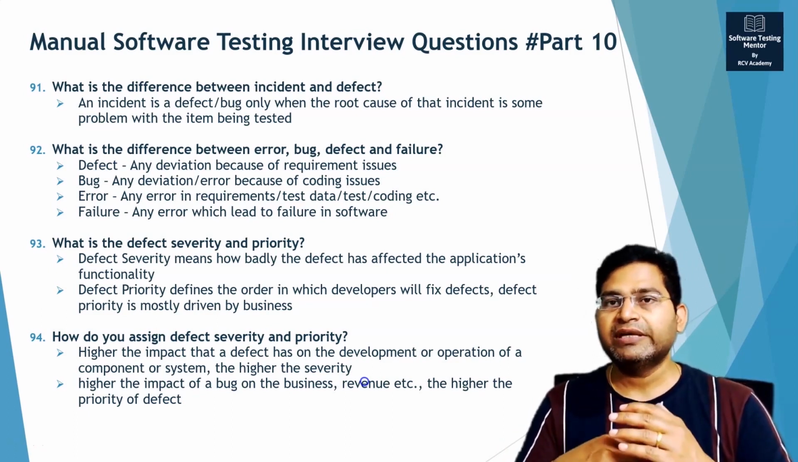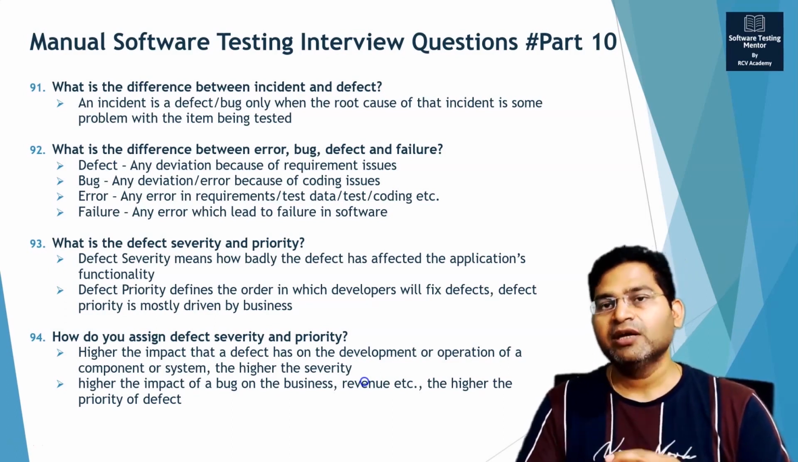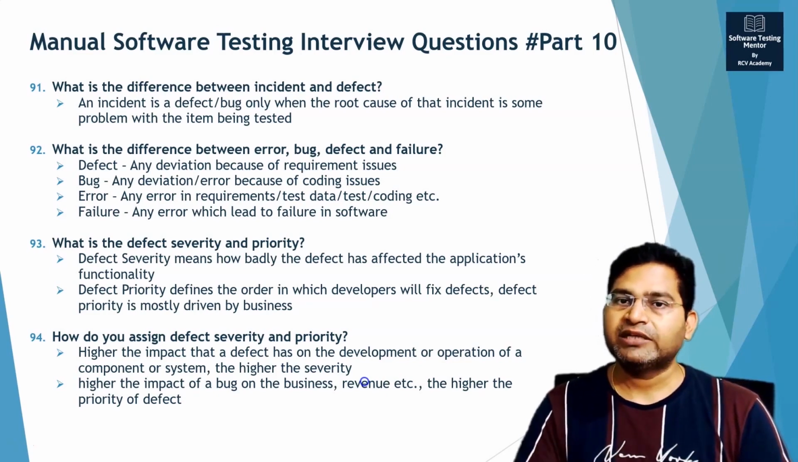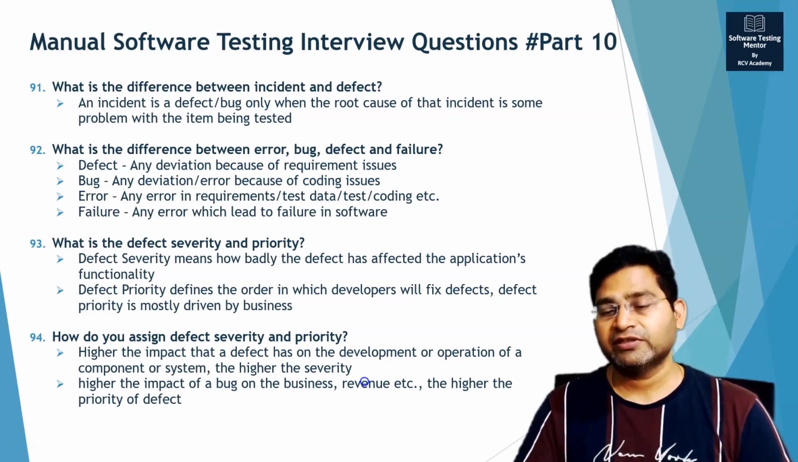Priority is mostly decided in the defect triage meeting, wherein business decides in what order the defects will be fixed by the development team and when they will be fixed.